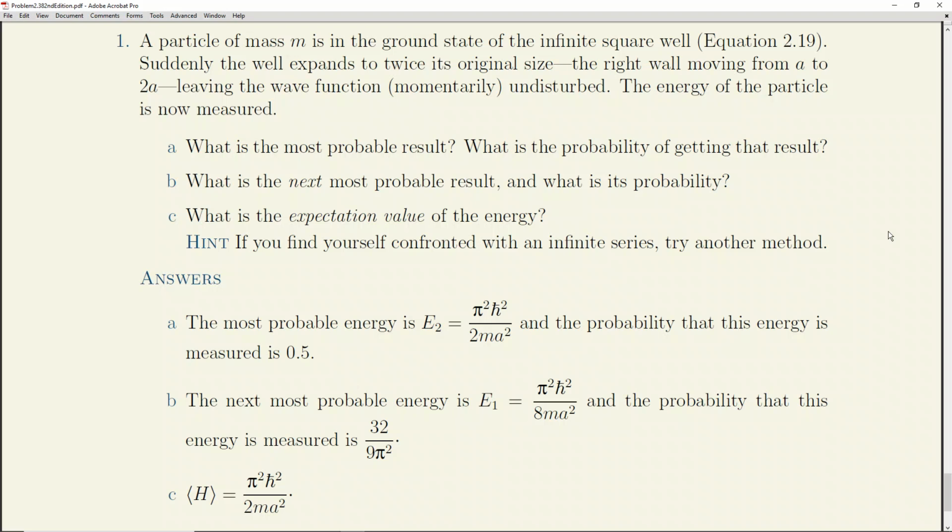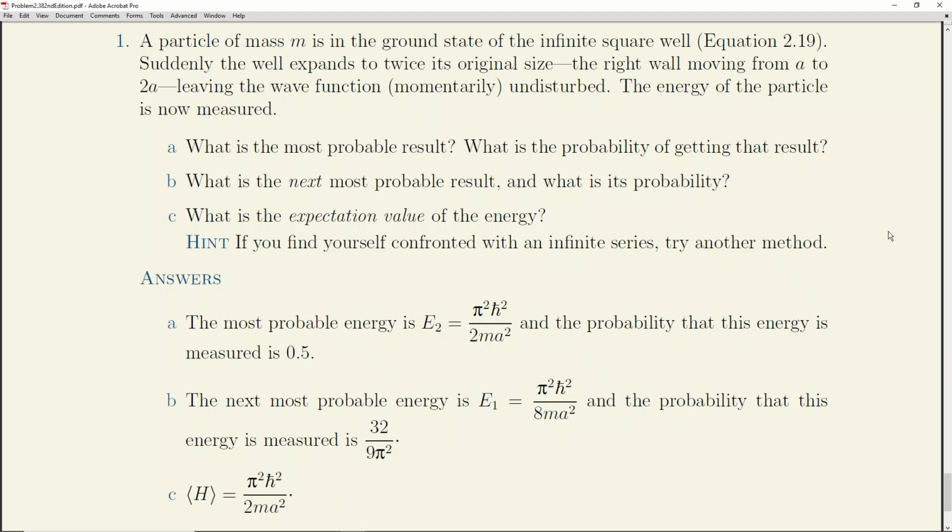A particle of mass m is in the ground state of the infinite square well. Suddenly the well expands to twice its original size, the right wall moving from a to 2a, leaving the wave function momentarily undisturbed. The energy of the particle is now measured.